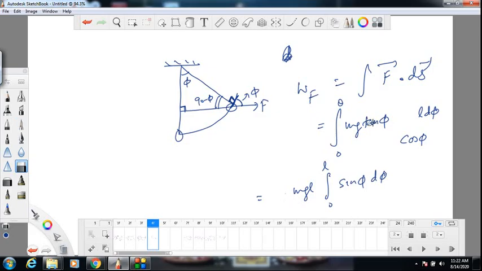Is it right? Tan phi into cos phi gives sin phi. mgl is a constant. And the integral of sin phi is minus cos phi. So minus mgl cos phi, and limits are from 0 to theta. Put the upper limit, it will be cos theta, the lower limit will be 1, but there is already a minus sign, so it will be mgl into 1 minus cos theta. This is the work done by F.